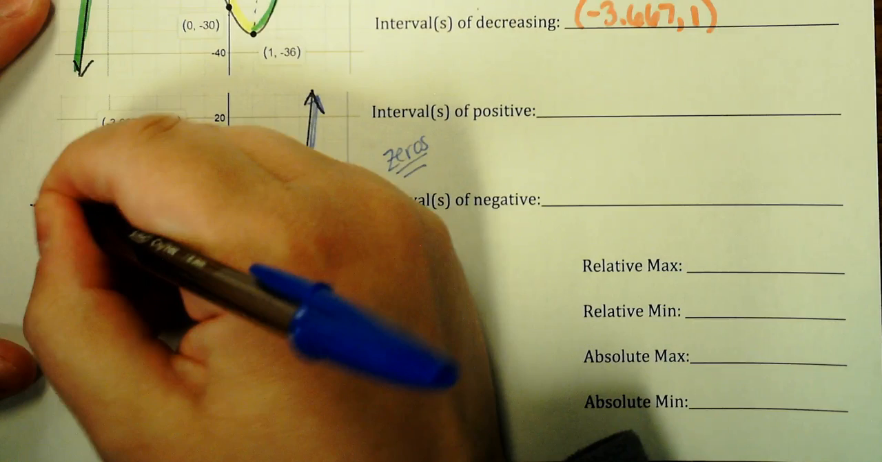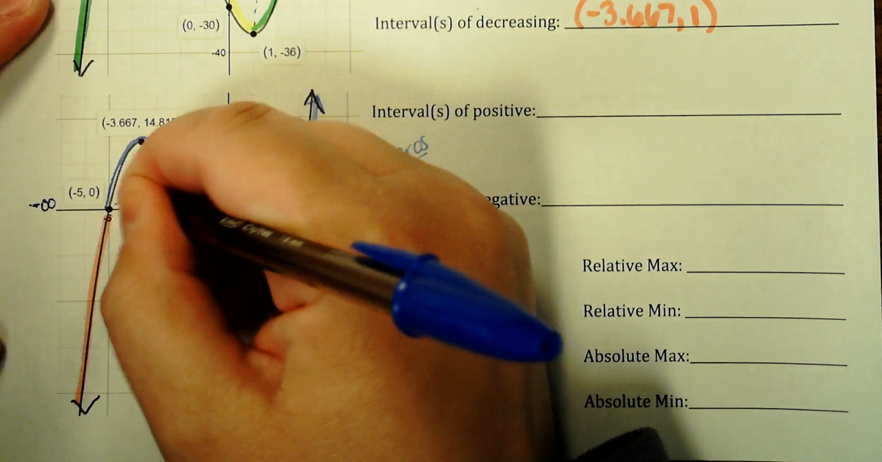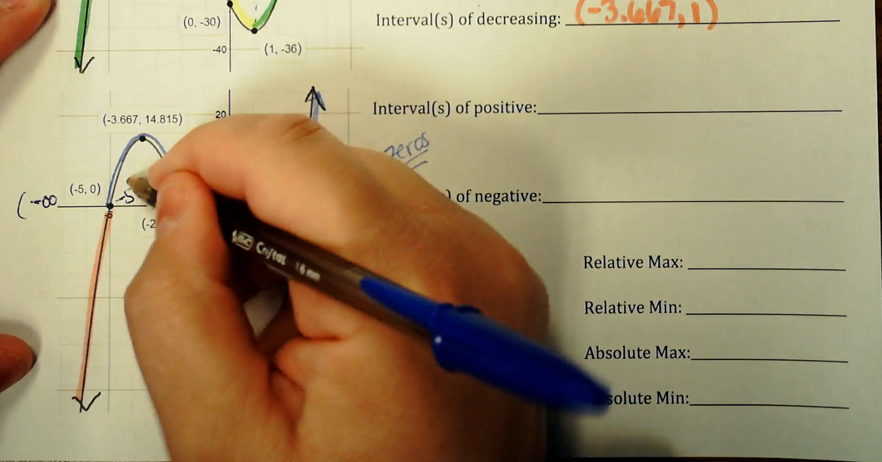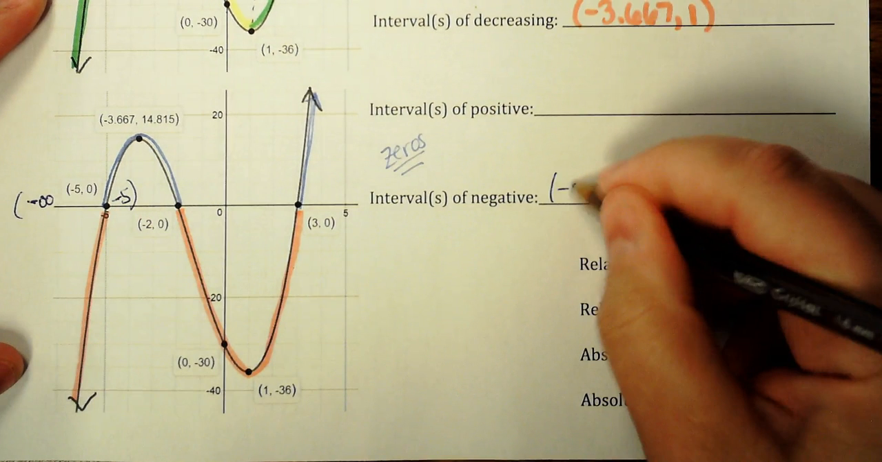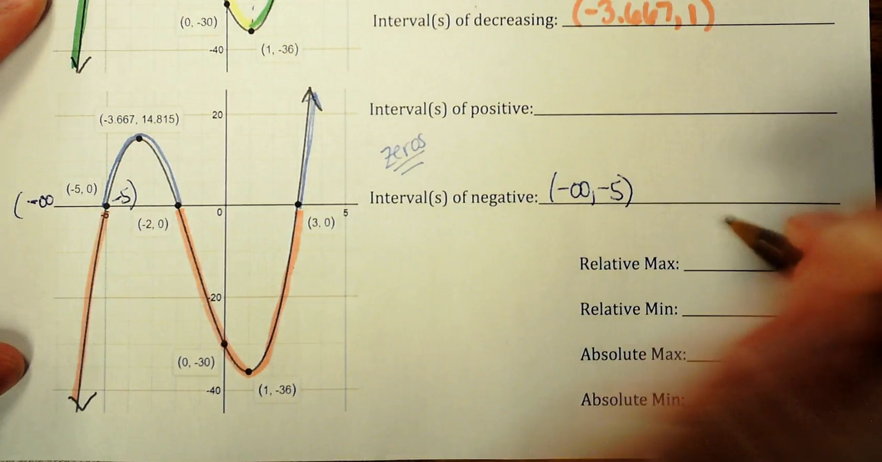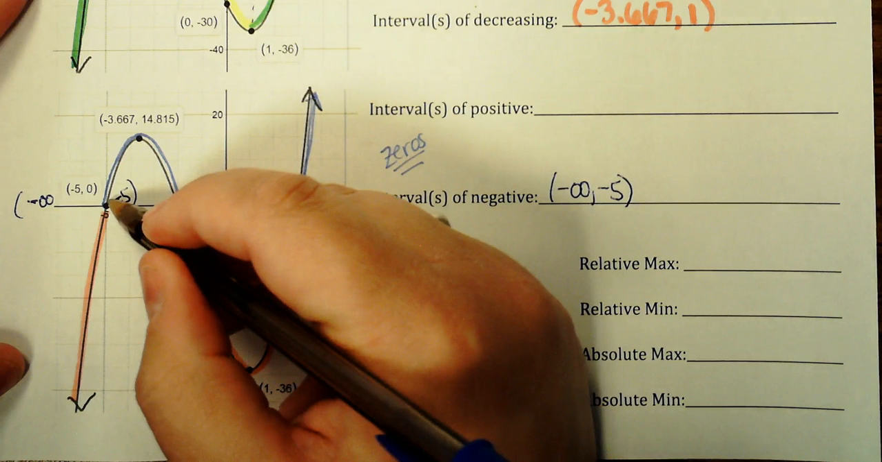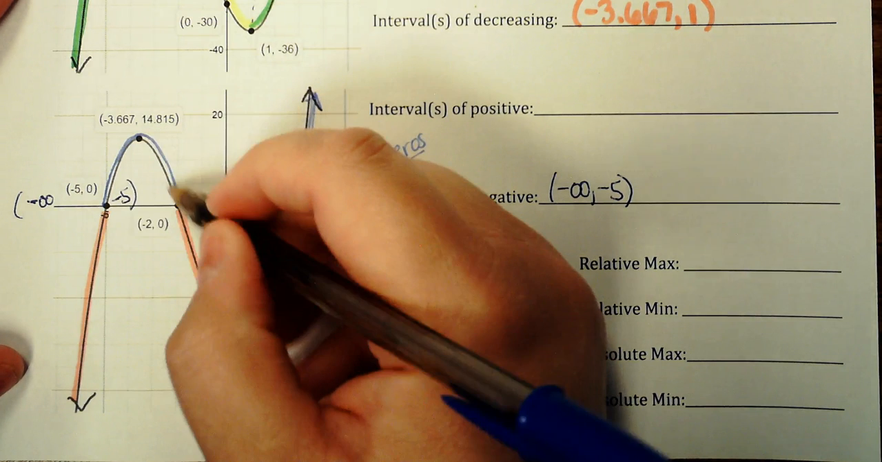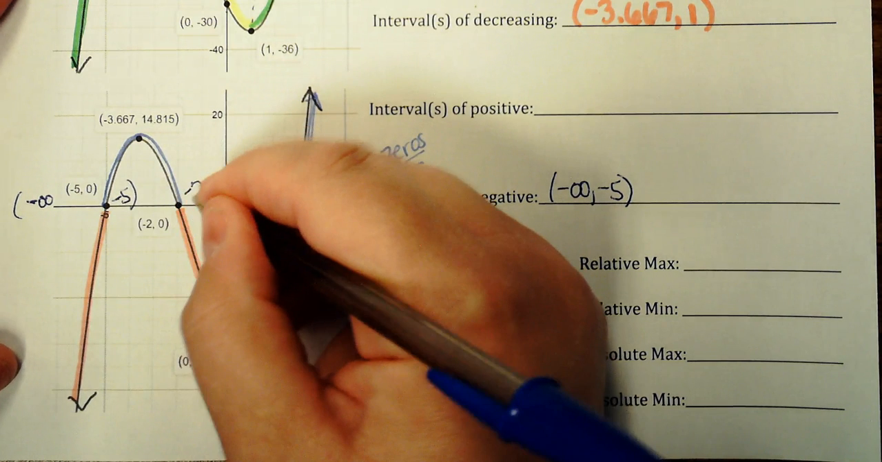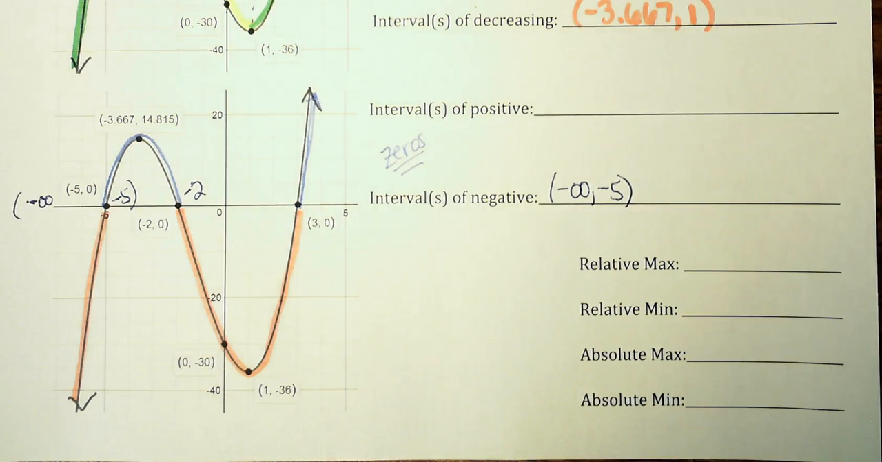So from negative infinity until I get to -5, that little piece of the graph is underneath the x-axis, so that would be negative. So I'm going to say negative infinity, -5. Now, at the -5, then we switch over and we're above the x-axis, so we're positive until we get to the -2.